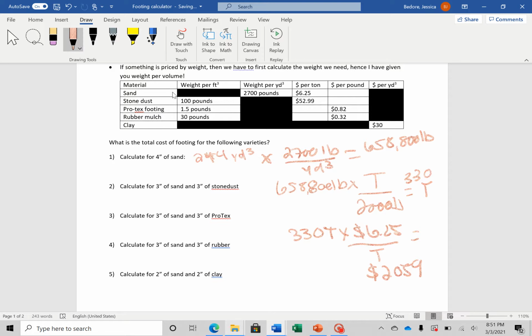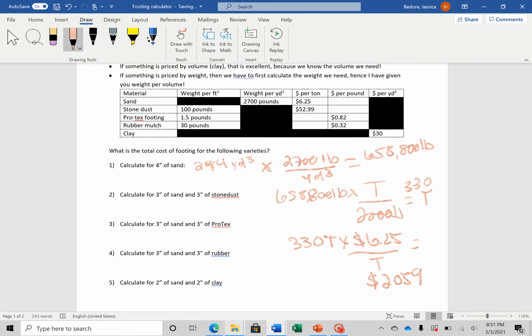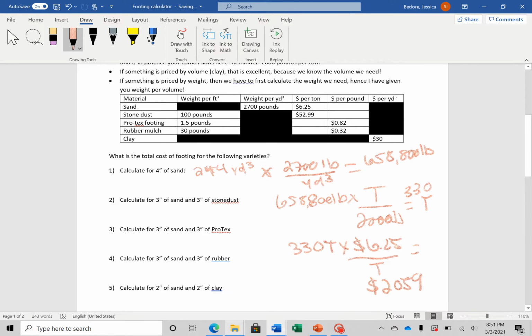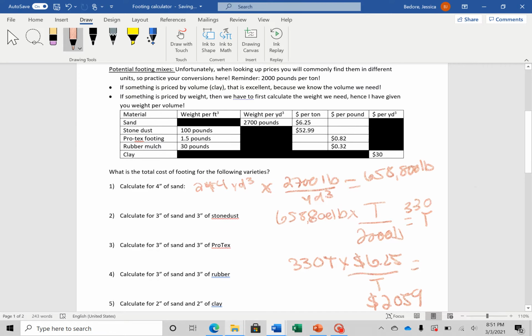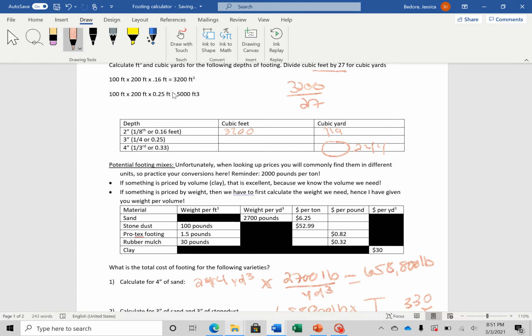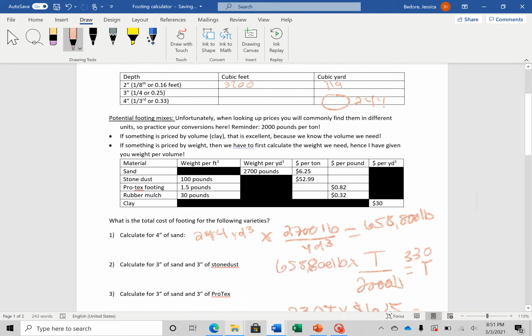The next are 3 inches of sand and 3 inches of something else. So for 3 inches of sand, you would use your cubic yards for 3 inches and then follow through with the same math. For these factors here, I was given weights per cubic foot. So instead of using your cubic yard column, you would use your cubic foot column.